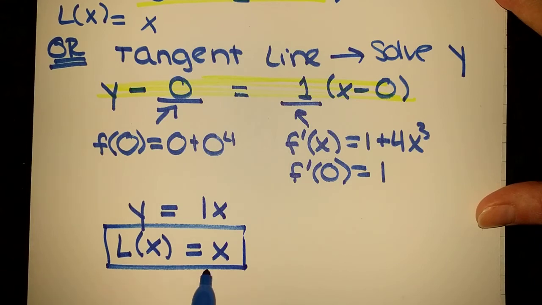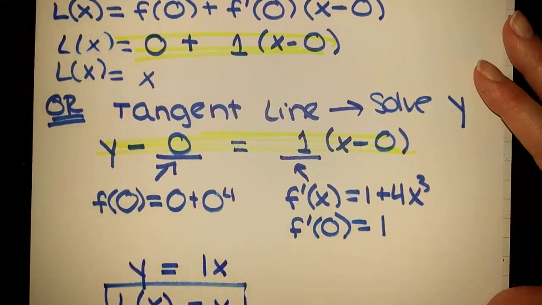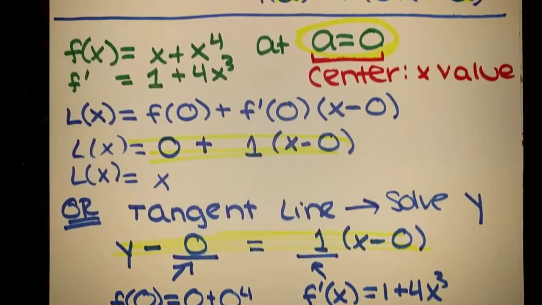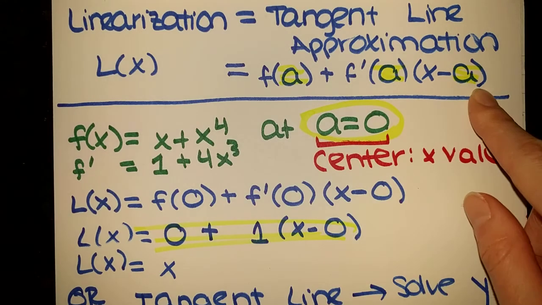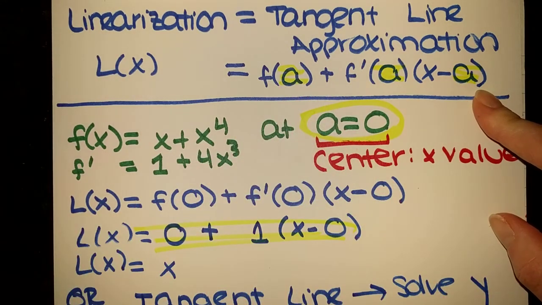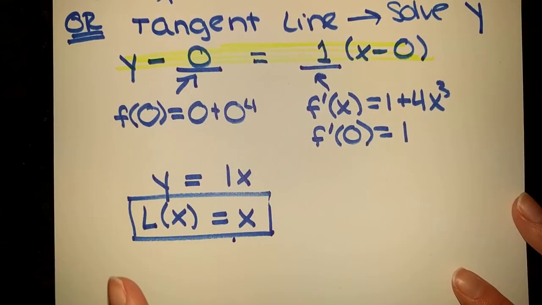Okay, so you could use either this formulation or this formulation. They are fine. I do not care on the test which one you do, but just keep in mind the reason why they're presenting it in this format is because of Taylor polynomials, because later on in Calc 2 you'll see how you can extend it to higher degrees. But again, either way that you do this, your final answer is going to be L of x is equal to x.